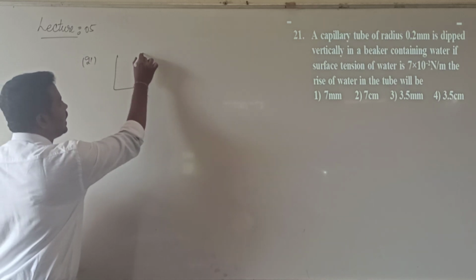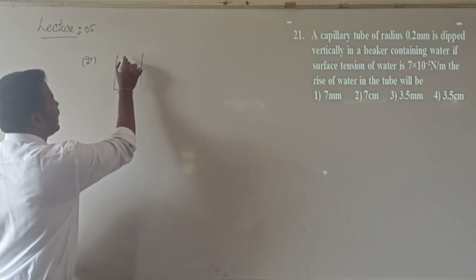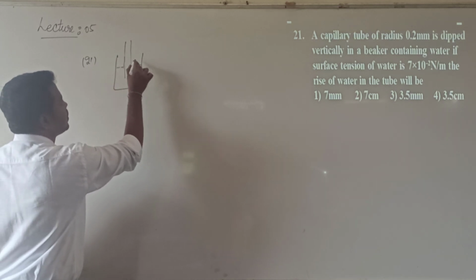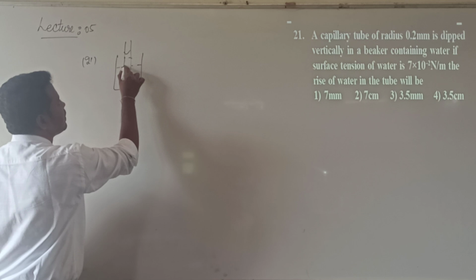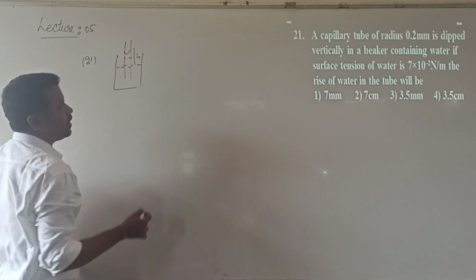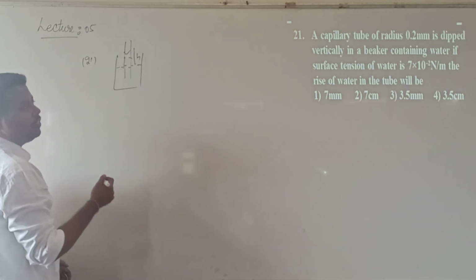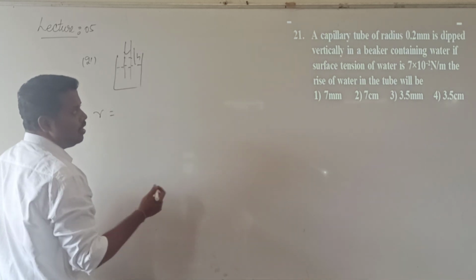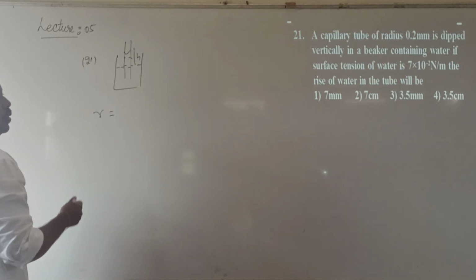What they have given is one container, the beaker. In this container they dipped one capillary tube, and the capillary tube radius is given. So the water level will increase. They are asking us to calculate the rise value. Yesterday we wrote the formula. First let us write the data. R value is given as 0.2 mm.